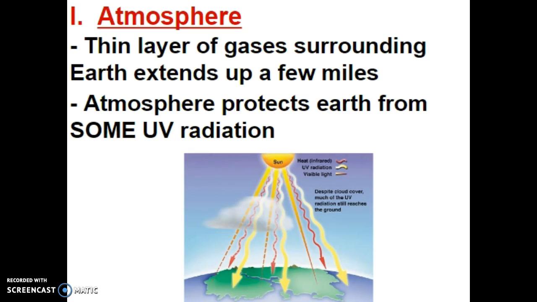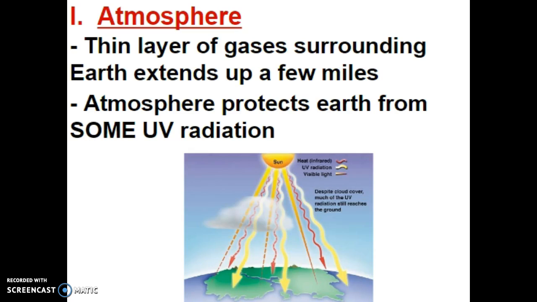The atmosphere is a thin layer of gases that surround the Earth. They go up quite a few miles. There's more to the air up there than just what we breathe in down here by the surface. The atmosphere helps protect the Earth from some of the ultraviolet radiation that comes from the sun.